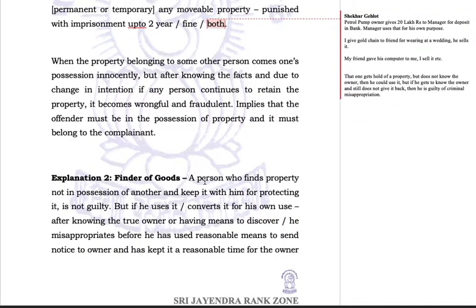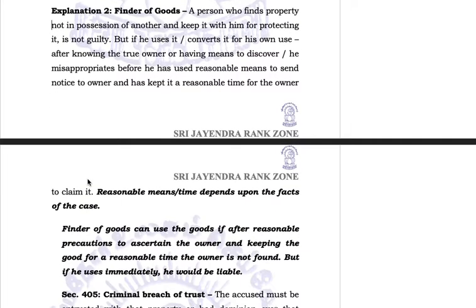A person who finds property not in possession of another, like I gave the example, I found a mobile phone of another and keeps it with him for protecting it, is not guilty. Someone kept it so that the property does not lose its value. But if he uses it, converts it for his own use after knowing the true owner or having means to discover, he misappropriates before he has used reasonable means to send notice to the owner and has kept it a reasonable time for the owner to claim it.